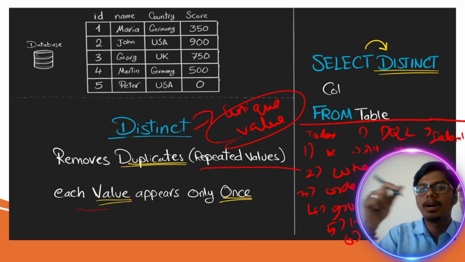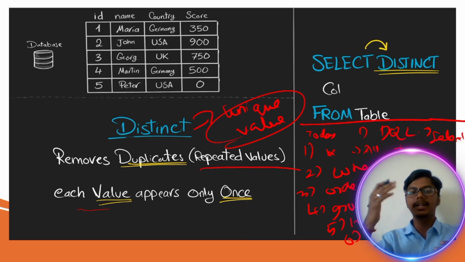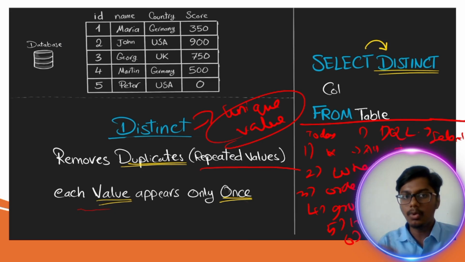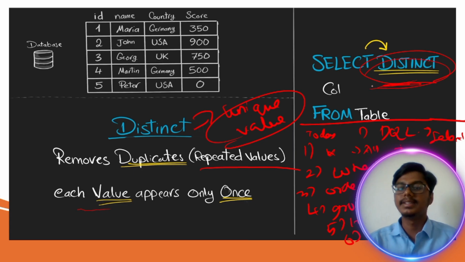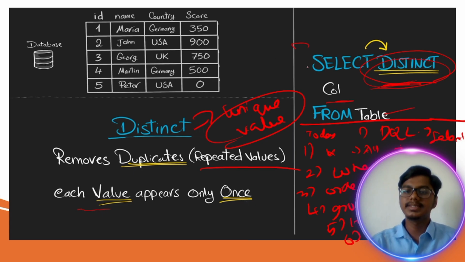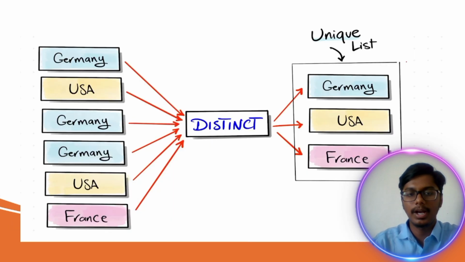The columns are ID, name, country, and score. In my student table there are 5 rows: Maria, John, George, Martin, and Peter. Here I don't have any repeated values, but later we can have repeated values, right? So we can use select distinct. These are my keywords: select distinct column from table. This is the syntax. If you use distinct, it removes the duplicates. That's the basic intuition.